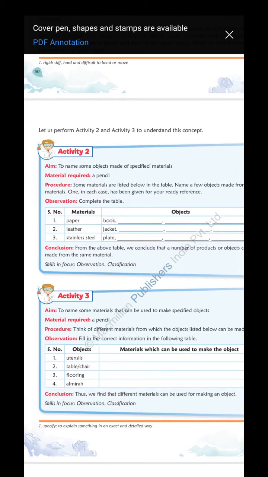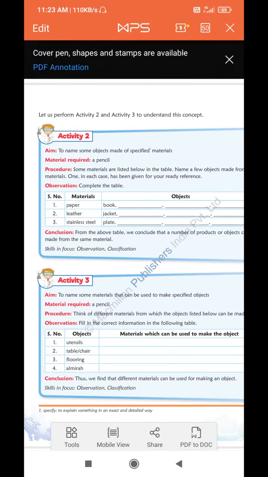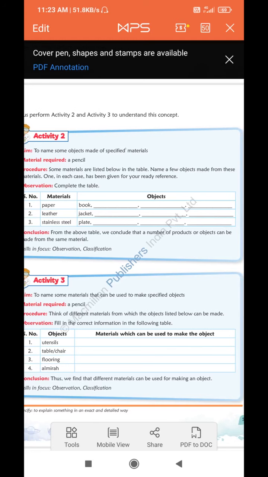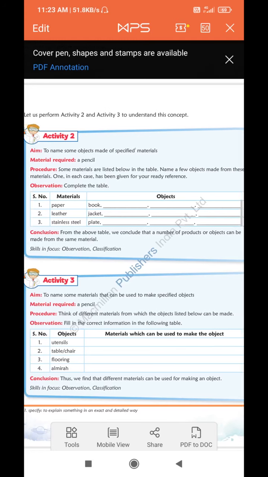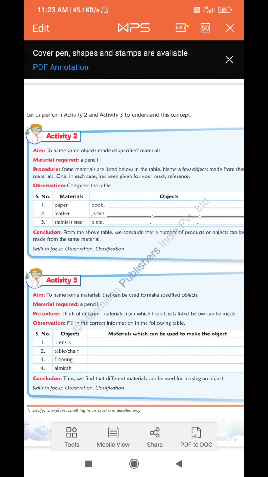And activity 2: name some objects made of specified materials. The materials required are pencil, paper, leather, stainless steel. What are the objects here we are using? In which objects can we observe paper? In books, newspapers. Where can we observe paper? Newspaper, calendar, book, notebook. So many ways we can use paper.